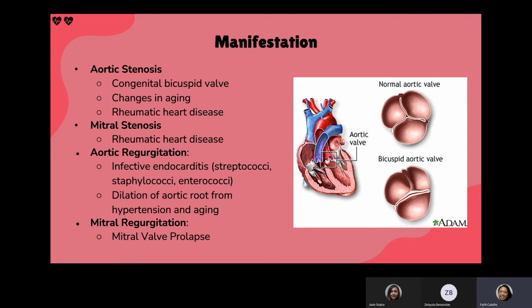Mitral stenosis is commonly caused by rheumatic fever. As in the last slide, rheumatic fever causes thickening and scarring of the heart valves. Next, aortic regurgitation can be caused by infective endocarditis. Infective endocarditis is an infection in the heart valves or endocardium, usually caused by bacteria entering the bloodstream and infecting the heart. The most common bacteria are streptococci, staphylococci, and enterococci. A dilation of the aortic root from hypertension and aging can also cause aortic regurgitation.